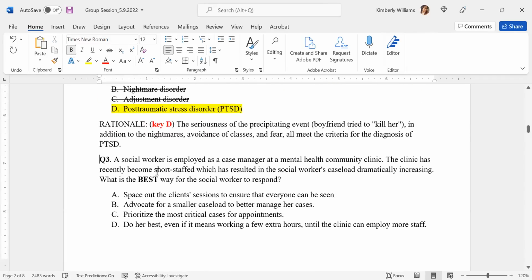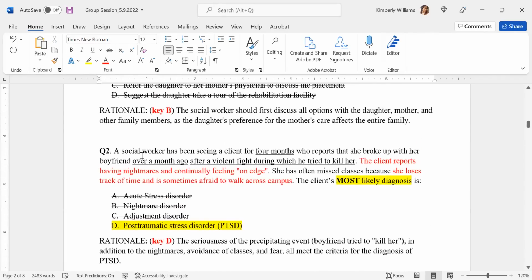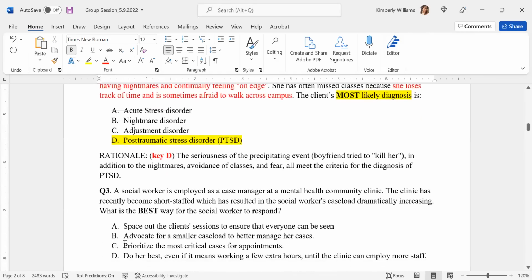All right, so now we got our best question. A social worker is employed as a case manager at a mental health community clinic. The clinic has recently become short-staffed, which has resulted in the social worker's caseload dramatically increasing. What is the best way for the social worker to respond?